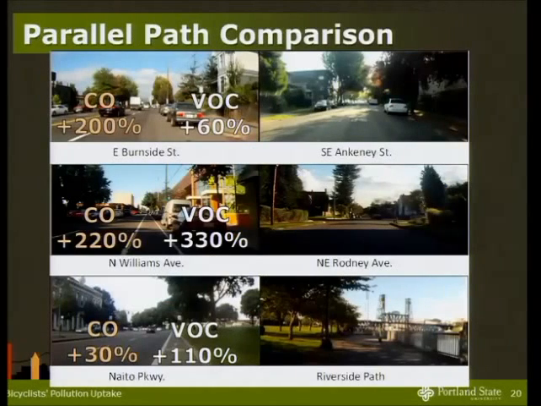We also did some side-by-side comparison of parallel routes that were separated by one block. And here we see three of those. So this is Burnside-Ankeny, Williams-Rodney, and NATO, and the Tom McCall Riverside Path. Probably most of you are familiar with these locations. And we found large, statistically significant differences in exposure just by going one block off route. And you can see for carbon monoxide and VOC, concentration differences were quite large between the larger traffic facility and the smaller traffic facility.